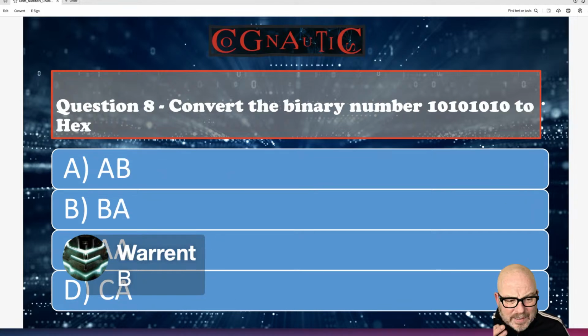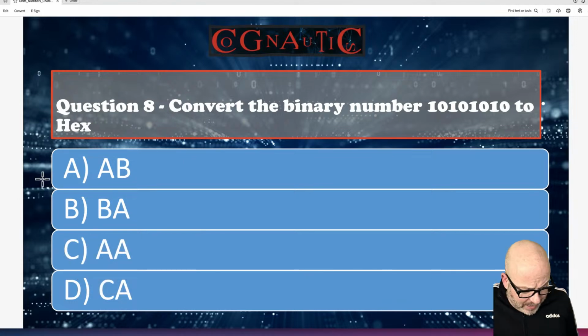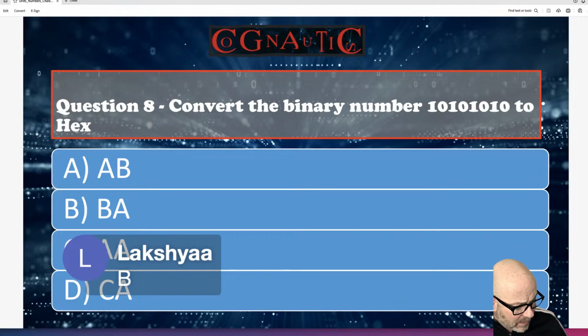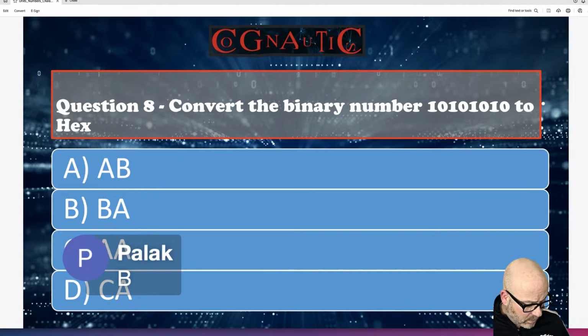Question 8. Convert the binary number 10101010 to hex. This one, yeah, Palak, you were absolutely... Hang on, let's do some more crediting people here. B, that was excellent. Abra, you got B, and Palak, you got B.